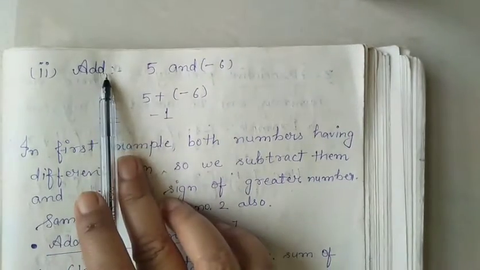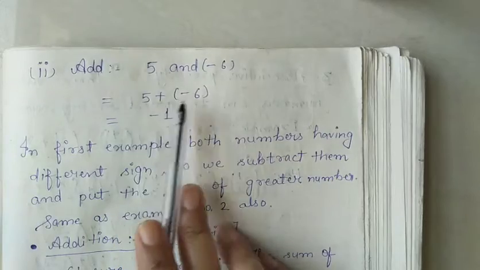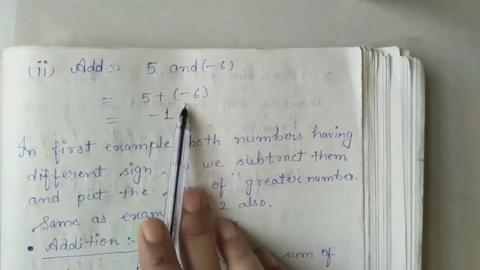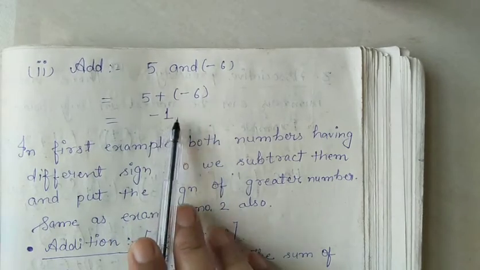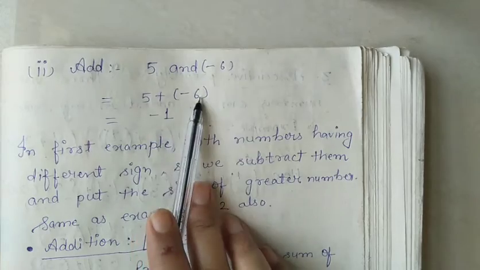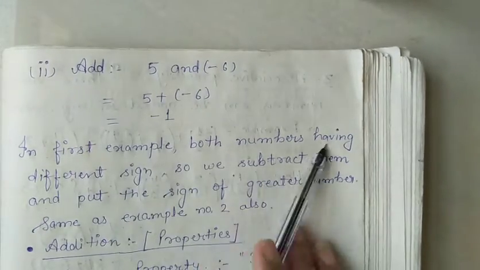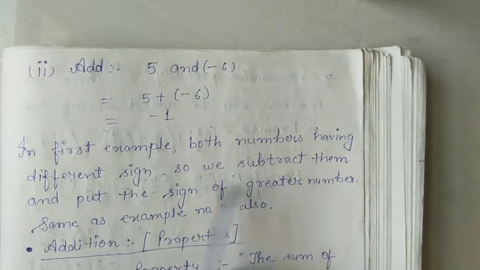Second example, add 5 and minus 6. 5 plus bracket, in bracket we write minus 6. These are having different signs, so we subtract these two numbers. 6 minus 5, that is 1, and 6 is greater, so we put the sign of minus here. In first example, both numbers having different signs, so we subtract them and put the sign of greater number, same as example number 2 also.